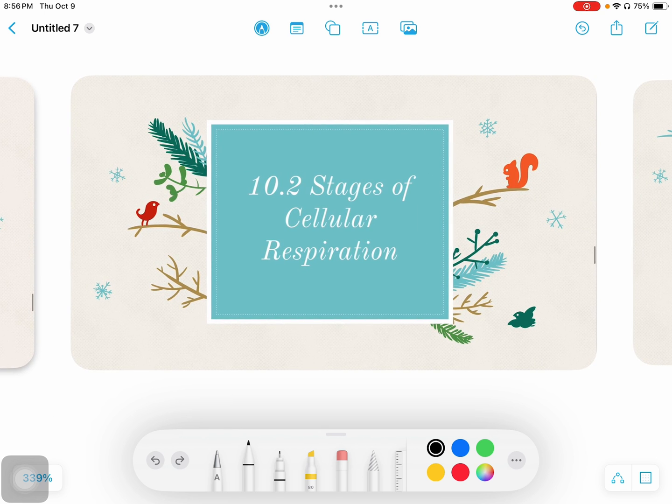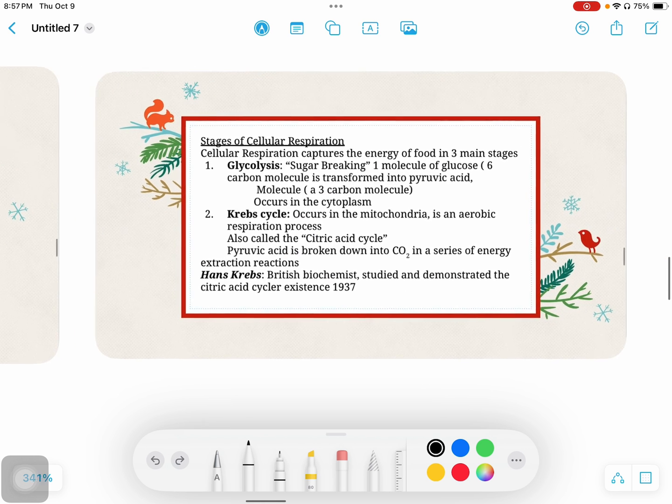Okay, so 10.2 is all about the stages of cellular respiration. Yesterday we talked about how heterotrophs have to eat different things to get energy, and so they also go through a process known as cellular respiration. All cells actually go through cellular respiration in some way, shape, or form. So how does this work? What are the stages? And what is created at the end of cellular respiration?